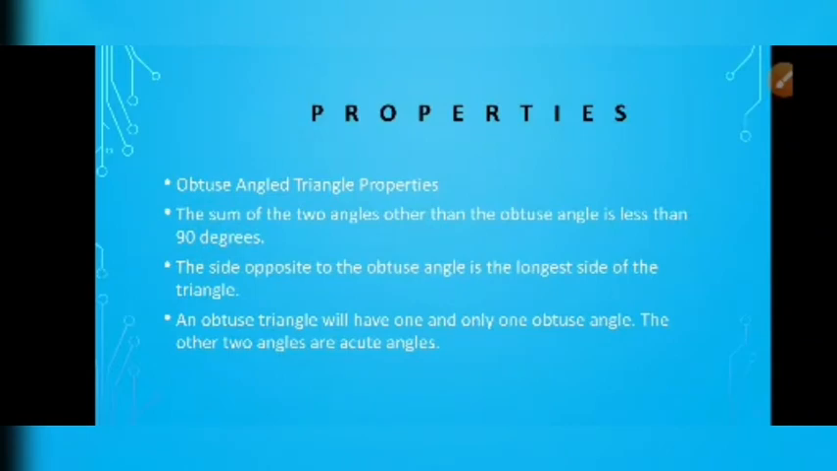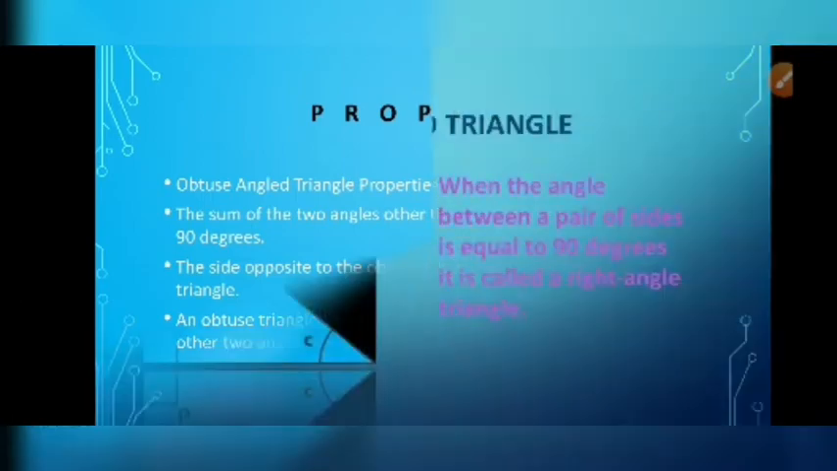Properties. The sum of the two angles other than the obtuse angle is less than 90 degrees. Because one angle is obtuse angle means it is greater than 90. Angle sum property says that sum of the three angles is 180 degrees. So the sum of other two angles in obtuse angle triangle must be less than 90 degrees. The side opposite to the obtuse angle is the longest side of the triangle. An obtuse triangle will have one and only one obtuse angle. The other two angles are acute angles.